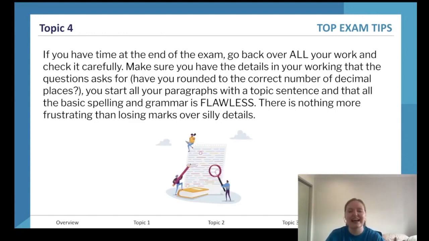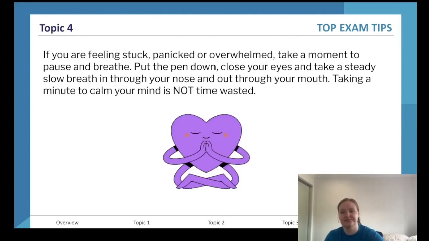All right, go back over all of your work, check it carefully, make sure you have all the details in your working that the question has asked for. Now, this is obviously not explicit. You don't have to round to the correct number of decimal places, but look at your essay question and ensure that you have answered it explicitly. Ensure that you have a title, make sure that you've spelt all of the names correctly, your spelling and grammar is flawless, all of those sorts of things.